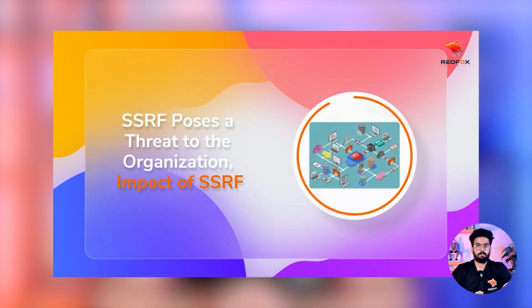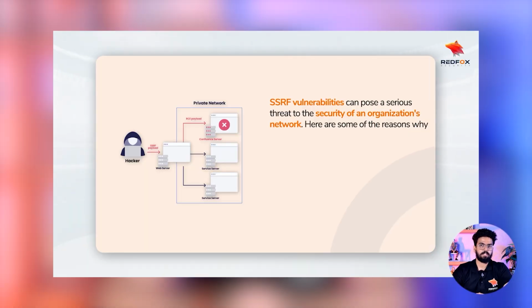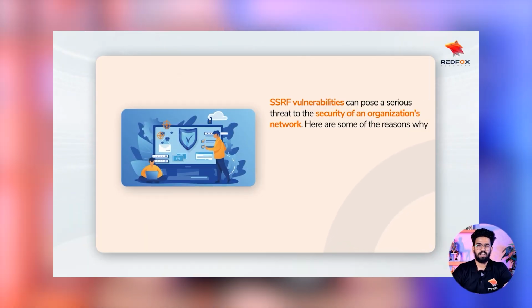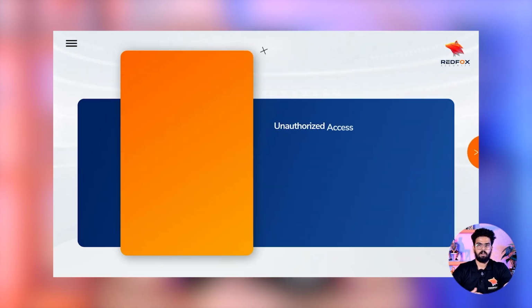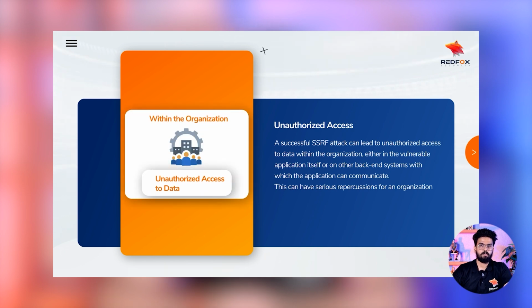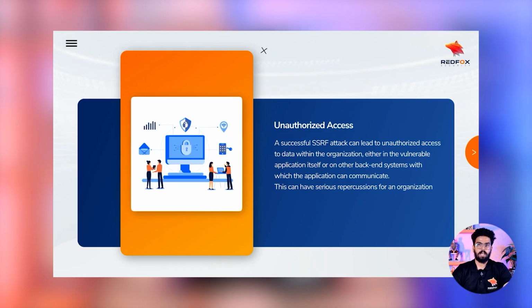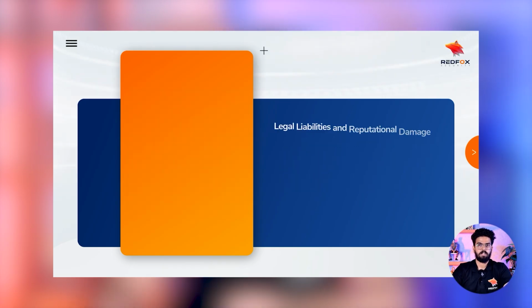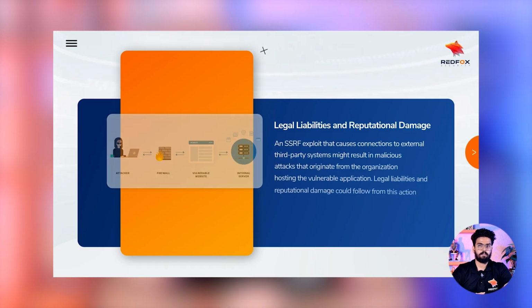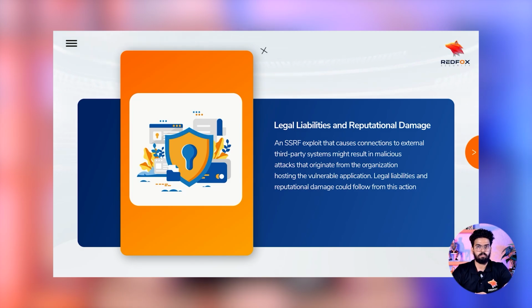Let's further see how SSRF poses a threat to the organization. Impact of SSRF. SSRF vulnerabilities can pose a serious threat to the security of an organization's network. Here are some of the reasons why. Unauthorized access. A successful SSRF attack can lead to unauthorized access to data within the organization, either in the vulnerable application itself or on the other backend systems with which the application can communicate. This can have serious repercussions for an organization. Legal liabilities and reputational damage. An SSRF exploit that causes connections to external third-party systems might result in malicious onward attacks that appear to originate from the organization hosting the vulnerable application. Legal liabilities and reputational damage could follow from this action.